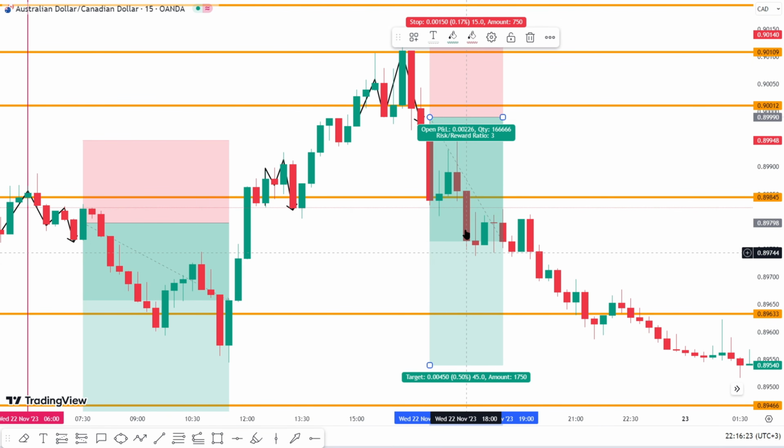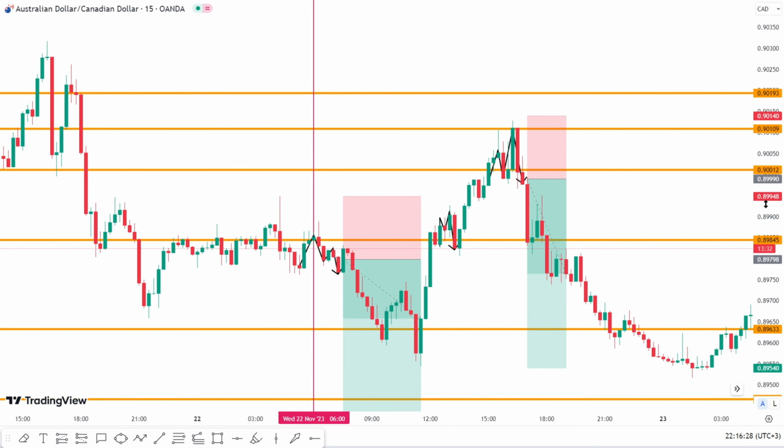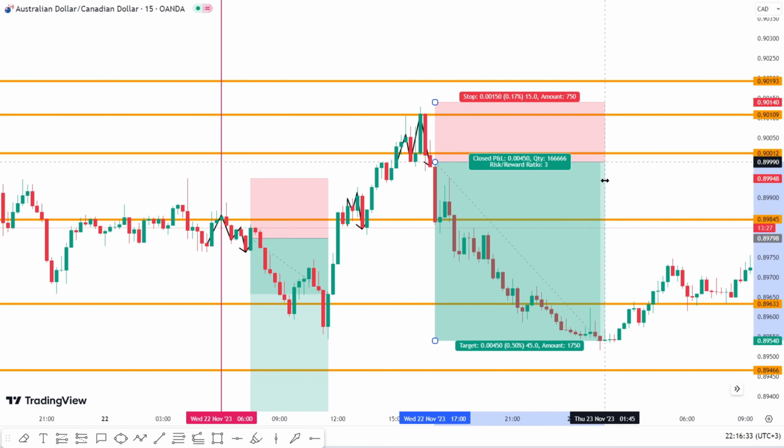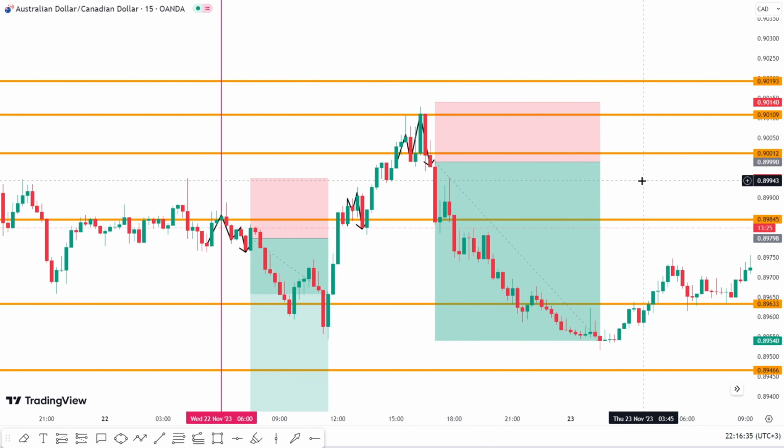There it is, the stop loss level at 15 pips, profit level at 45 pips, a risk to reward ratio of 1:3. So you can come and check. A few minutes or hours later, the trade hit my target very, very well.